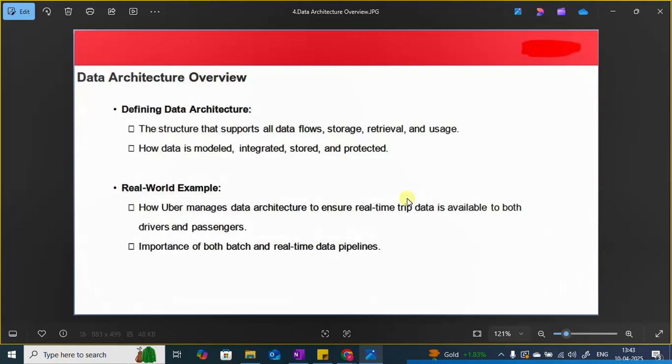Now, a real world example: how Uber manages its architecture to ensure real-time trip data is available to both driver and passenger. The importance of both batch and real-time data pipelines. As I was saying before, batch data means page by page. For example, a job will run at, let's say, 3 p.m. every day. At 3 p.m. the job will trigger and the data will come from the source system to the destination. But if it's a streaming job, as soon as the data is stored in the topic, it will start being received and come to the destination end.